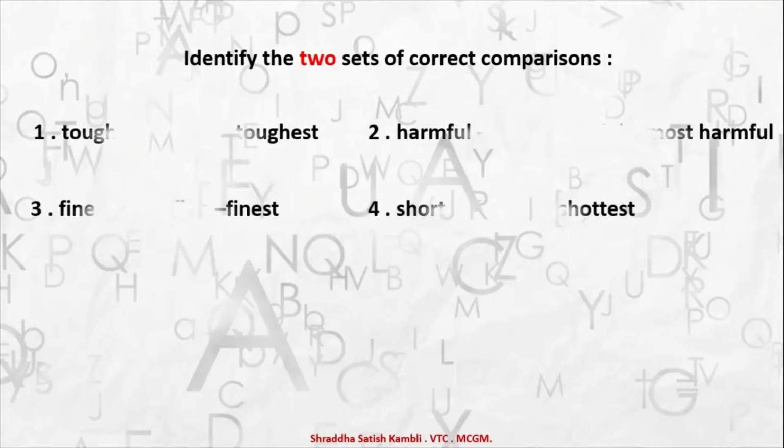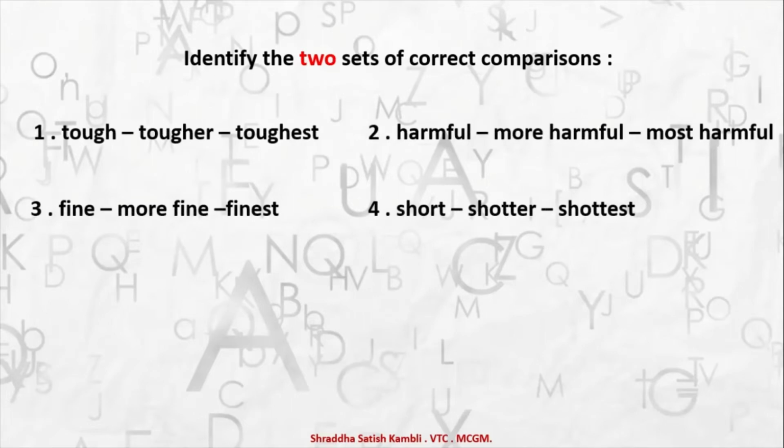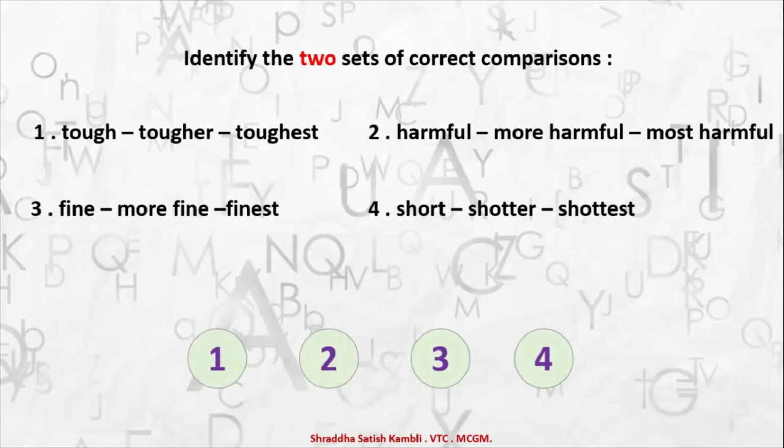Coming to the last example in this particular pattern, we have this set for you. Tough, tougher, toughest. Harmful, more harmful, most harmful. Finer, more fine, finest. Short, shorter, shortest. Which two are correct? The first one, tough, tougher, toughest, is correct.